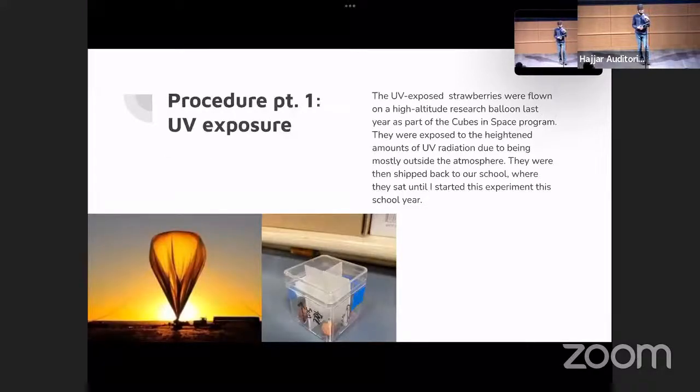The UV exposed strawberries were flown on a high altitude research balloon last year as part of the Cubes in Space program. They were exposed to heightened amounts of UV radiation due to being practically outside the atmosphere. Then they were shipped back to the school and they sat until I started my project.